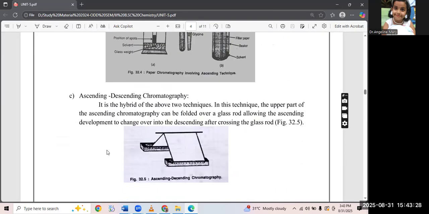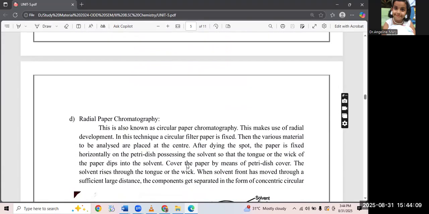The third method is ascending descending chromatography. It is a hybrid of the two techniques, ascending and descending. In this technique, the upper part of the ascending chromatography is folded over a glass rod, allowing the ascending development to change over into descending after crossing the glass rod. So we fold the ascending development over a glass rod, and at the other end it develops as a descending one after crossing the glass rod. That is the ascending descending chromatography.